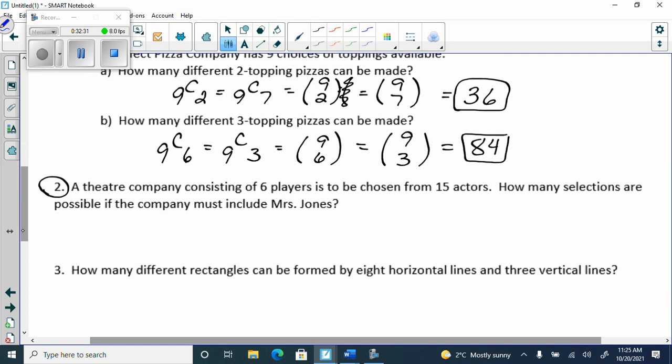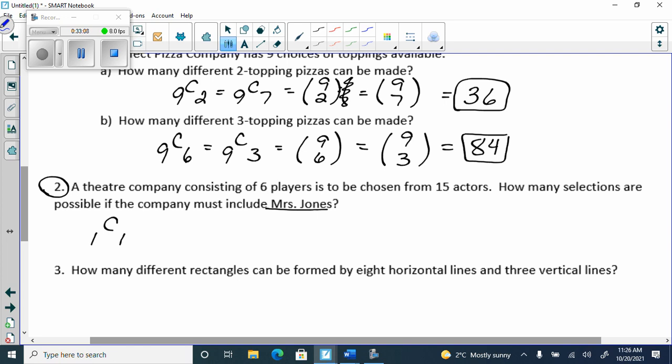Now, a theater company consists of 6 players to be chosen from 15 actors. How many selections are possible if the company must include Mrs. Jones? So we're picking 6 people from 15 actors, correct? But we have to have Mrs. Jones. Okay, so I'm going to choose her first because she's my restriction. So how do I choose Mrs. Jones? I have one Mrs. Jones and I choose her. So that's one way.